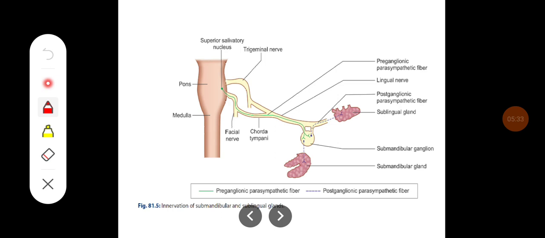And superior salivary nucleus, it joins the facial nerve. So then it forms from the facial nerve, it forms the chorda tympani. So then it is going to run into the lingual nerve. So then they're going to form the submandibular ganglion. From the submandibular ganglion, it is going to innervate the submandibular as well as sublingual glands.